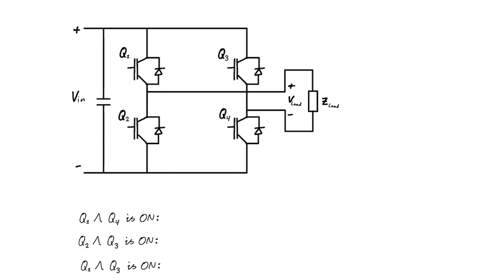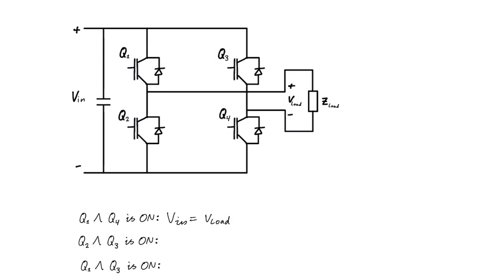So the first one is when Q1 and Q4 is on. That means that the flow will go from the top here and through this switch and then into the load on the positive side. And out, the flow will go through the switch here and to the negative side on the in, which means that V in should be equal to V load because there's just a wire here, right? So V in is equal to V load.